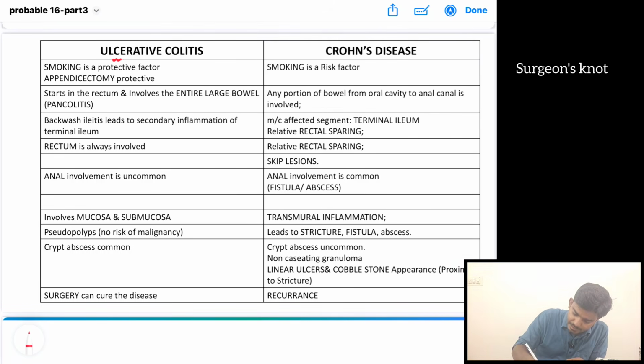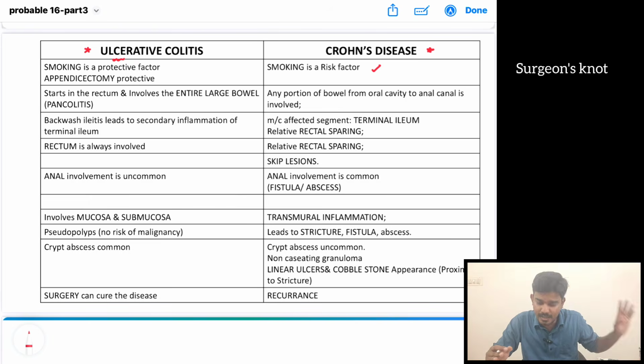Here, in case of ulcerative colitis, among the risk factors, smoking is a protective factor. Smoking as well as appendicectomy is a protective factor in ulcerative colitis, whereas in Crohn's disease, smoking is a risk factor. Also, Crohn's disease can involve anywhere in the bowel, from the oral cavity till the anus. Whereas ulcerative colitis usually involves the large intestine.